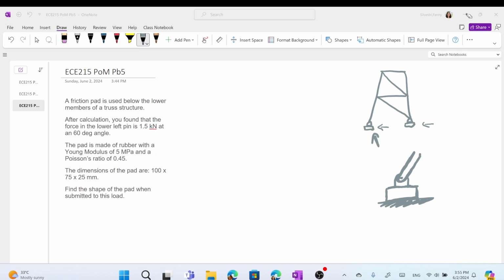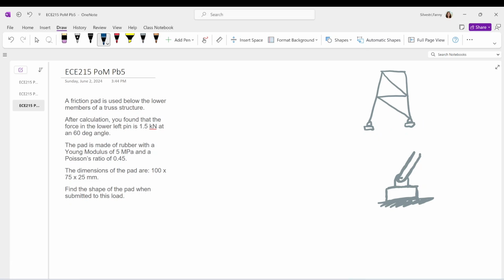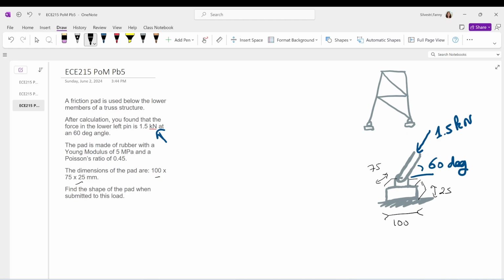This is the information that we know. We found the forces inside. The force on the lower left pin, this one, is 1.5 kilonewton. The angle there is 60 degrees. We also have the dimensions of the pad: 100 by 75 by 25. Let me give you the dimension like this, 125, and in the other direction, 75. Yes, this is the dimension that we have.